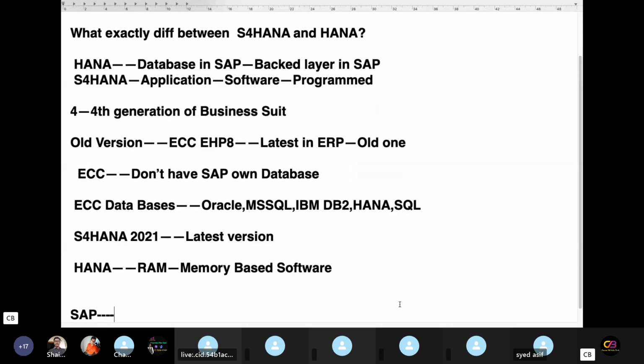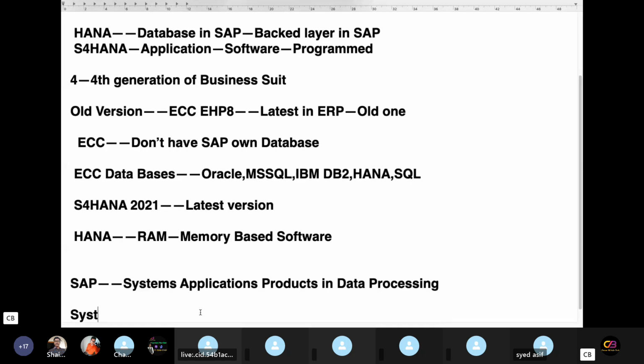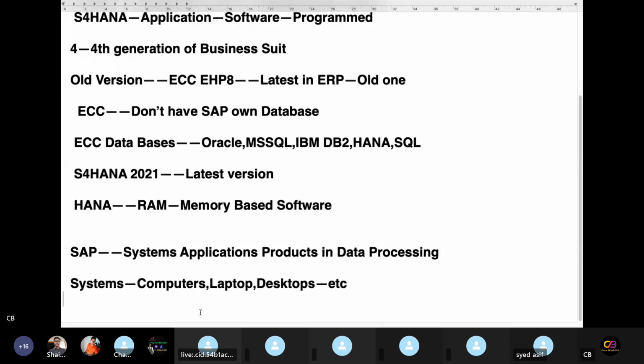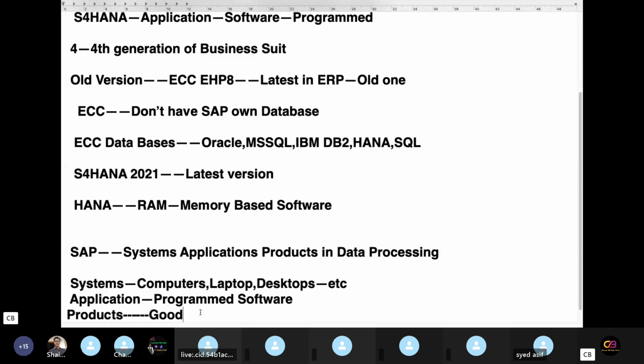What is meant by SAP? Systems means computers, laptops, desktops, etc. Application means software, programmed software. Products means goods and services.